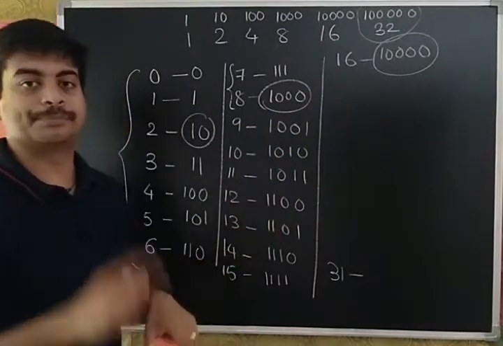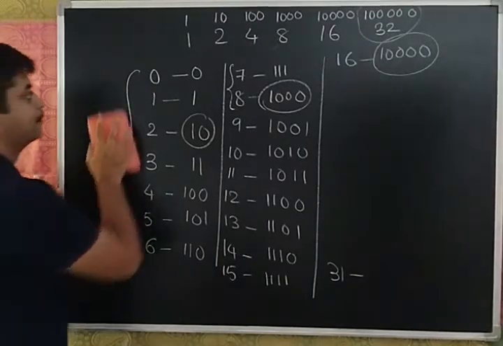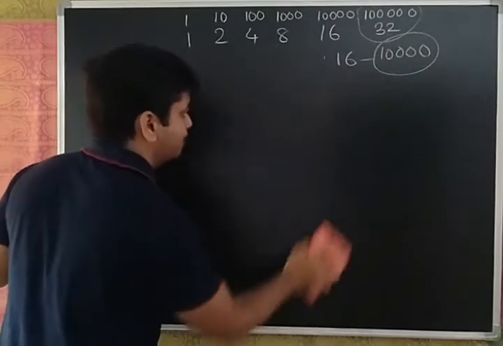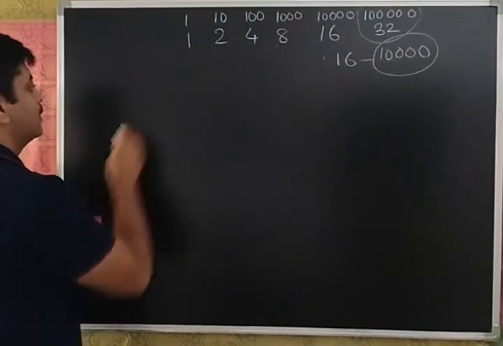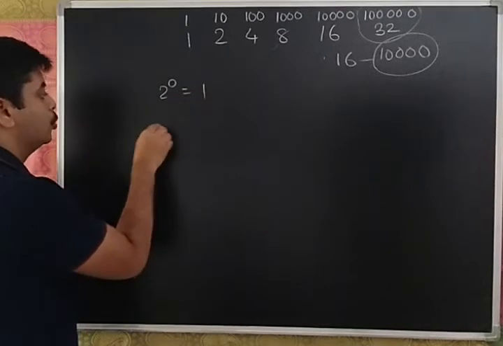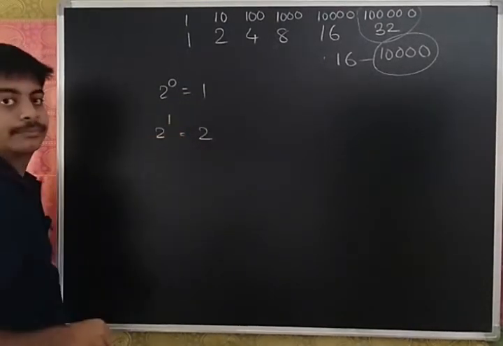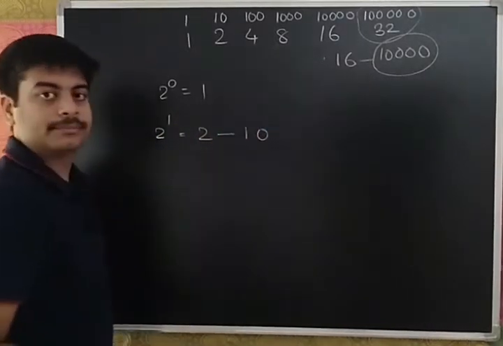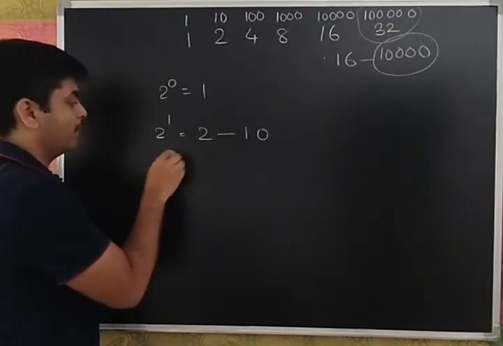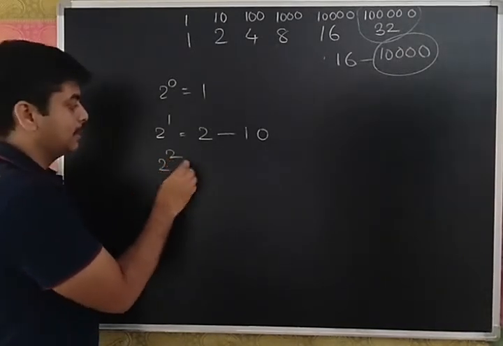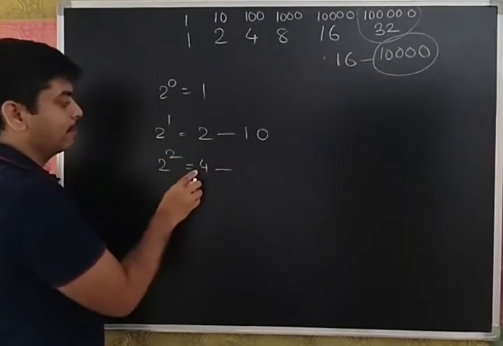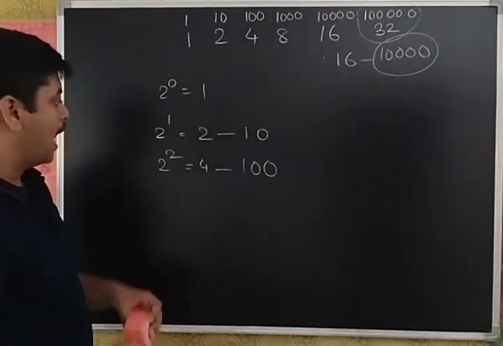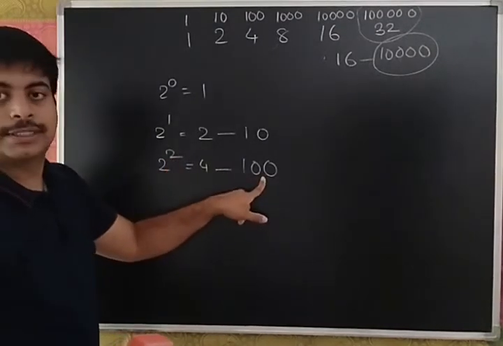How are we getting this one? It's very simple. See here. 2 power 0. What is 2 power 0? It is actually 1. 2 power 1 is 2. For the number 2 power 1, the binary equivalent is 1 and 0. 2 square, which is equal to 4, the binary equivalent is 100. As many powers you have, that many zeros will come here.